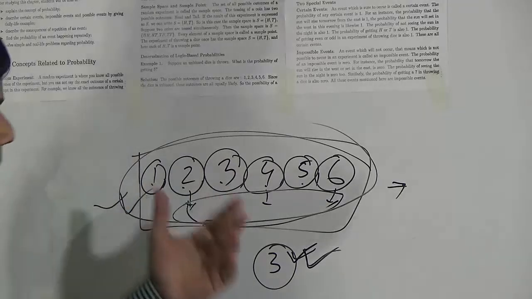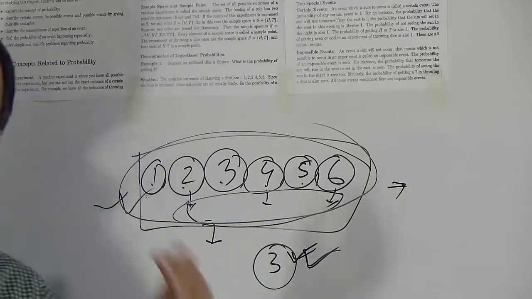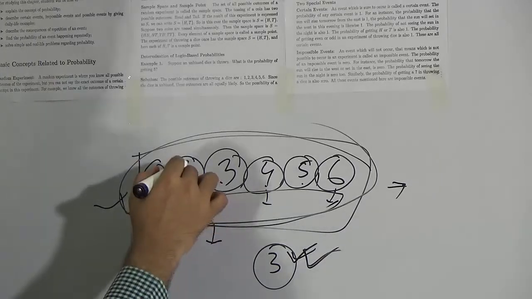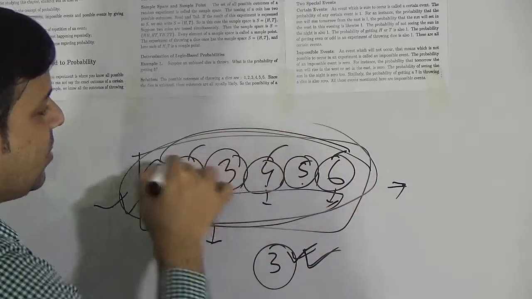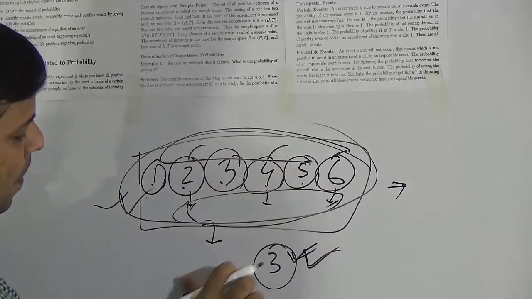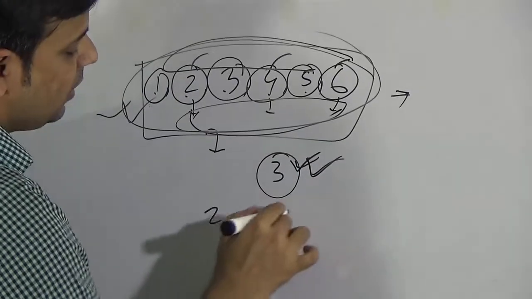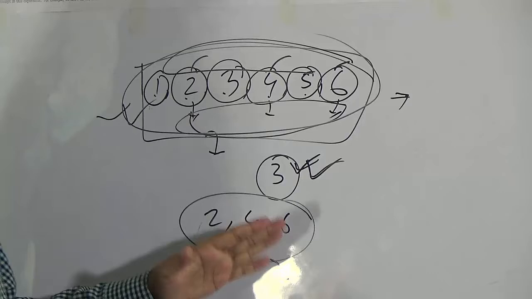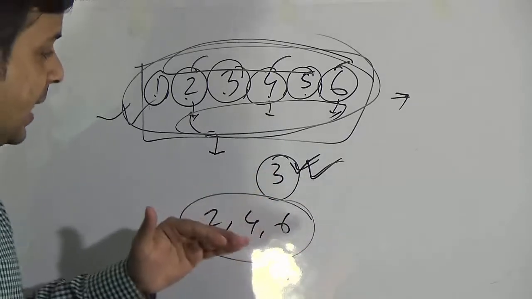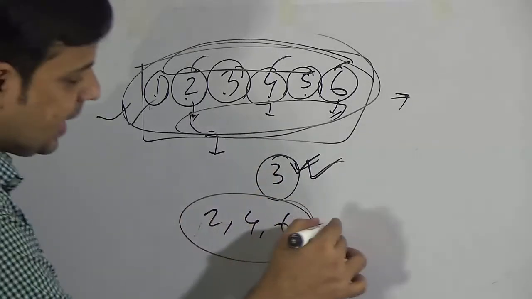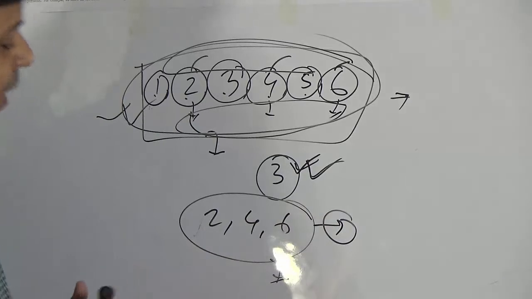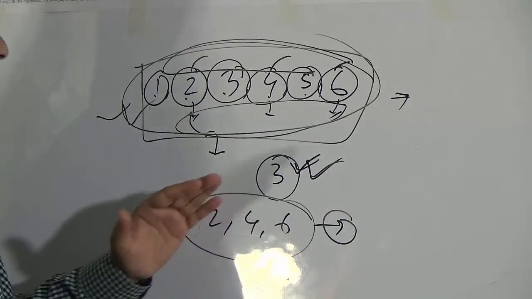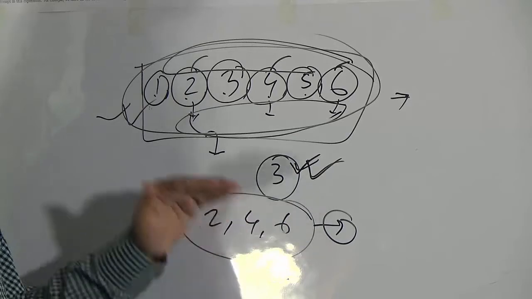Suppose we want to get an even number. In the case of an even number, we have to see the outcomes here: 2, 4, 6. These 3 outcomes, it means getting 2, 4 or 6 is an event, and in that case these are the favorable outcomes, getting 2, 4 and 6. So these are the favorable outcomes.